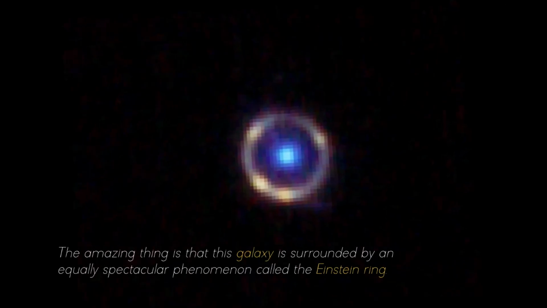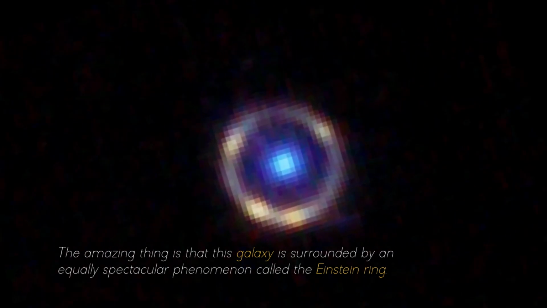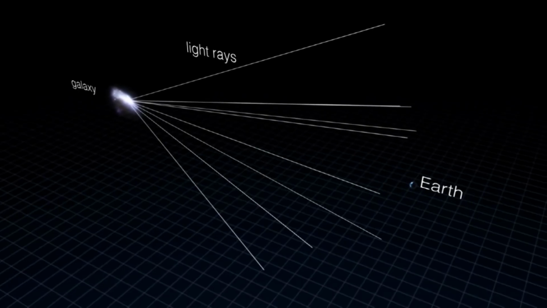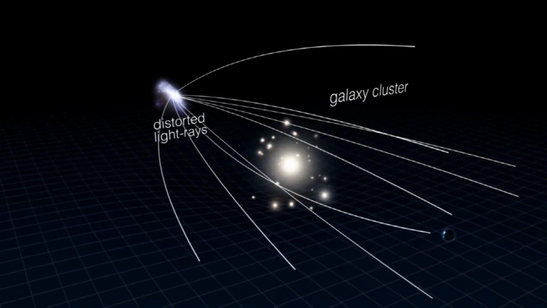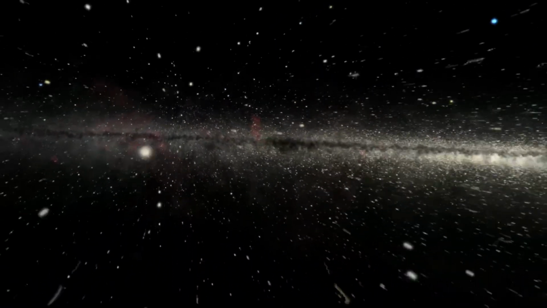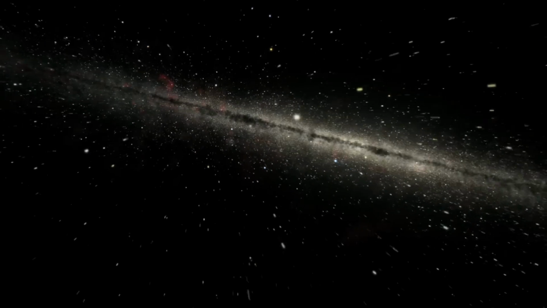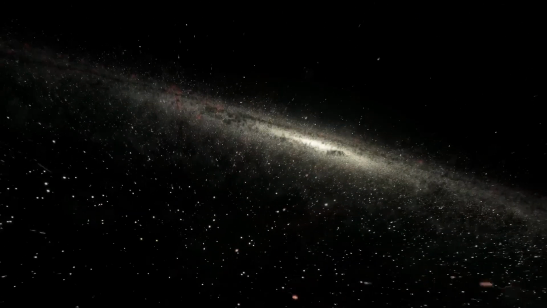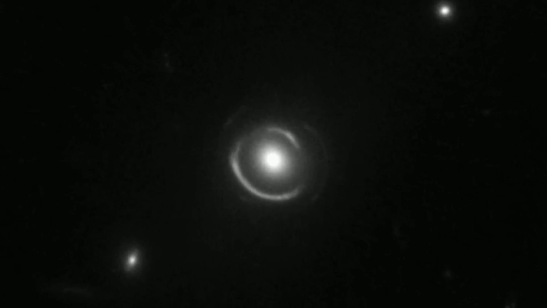The amazing thing is that this galaxy is surrounded by an equally spectacular phenomenon called the Einstein ring. This phenomenon occurs when light from a distant galaxy is deflected and amplified due to the gravitational influence of a nearby galaxy. This discovery not only raises many questions about why this galaxy stopped star formation so abruptly, but also makes us question what physical mechanisms are at play to regulate star formation, and how this process feeds back into similar galaxies that are representative of the early universe.